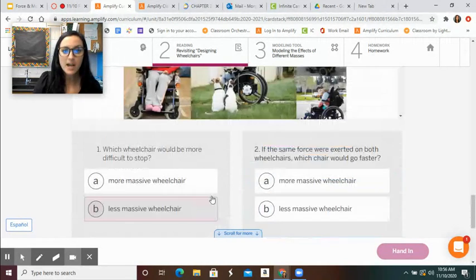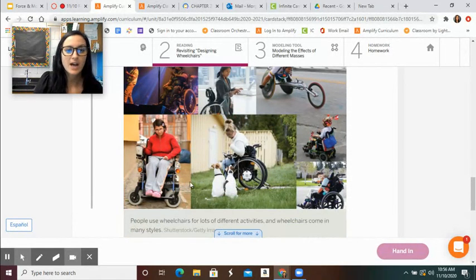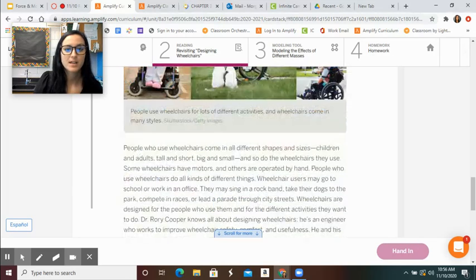When you highlight, make sure that you are highlighting important information and kind of focus on mass and velocity. Do the wheelchairs made for racing have a greater mass or a less mass? Focus on how mass affects the movement. Does it make it go faster, slower? What is that all about? And so that is activity 2.